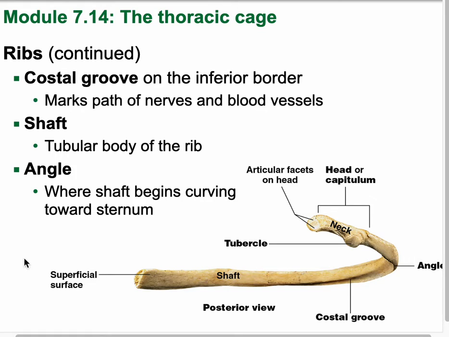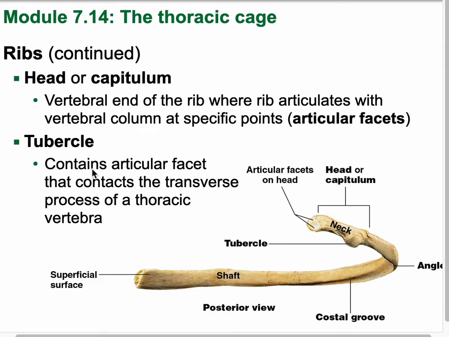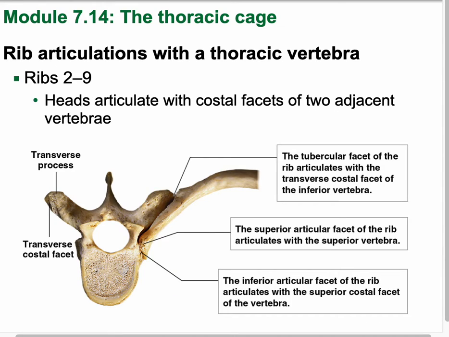Coming back to my first slide, I just want to point out that the space in between the tubercle and the articular facets is the neck. So we have the costal groove, the shaft, the angle, the head or capitulum, and the tubercle. And coming here, we can see how the ribs articulate with a thoracic vertebra. So this would be ribs 2 through 9, and we can see the heads or the capitulum of the rib will articulate with the costal facets of 2 adjacent vertebra. So each rib is actually touching 2 vertebra.